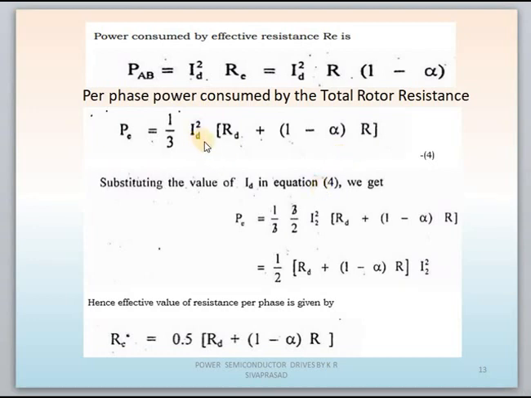Now, if you replace the ID value with the previous equation, root of 3 by 2 into I2, then the equation becomes 1 by 3 into ID. Here it is squared, so the root will be eliminated: 3 by 2 into I2 square into (RD plus (1 minus alpha) into R). Now, if we cancel out the three values, we will get the power value half into (RD plus (1 minus alpha) R) into I2 square. So by comparing with the power value, the effective resistance per phase will be 0.5 into (RD plus (1 minus alpha) into R). This is the effective value of resistance per phase.